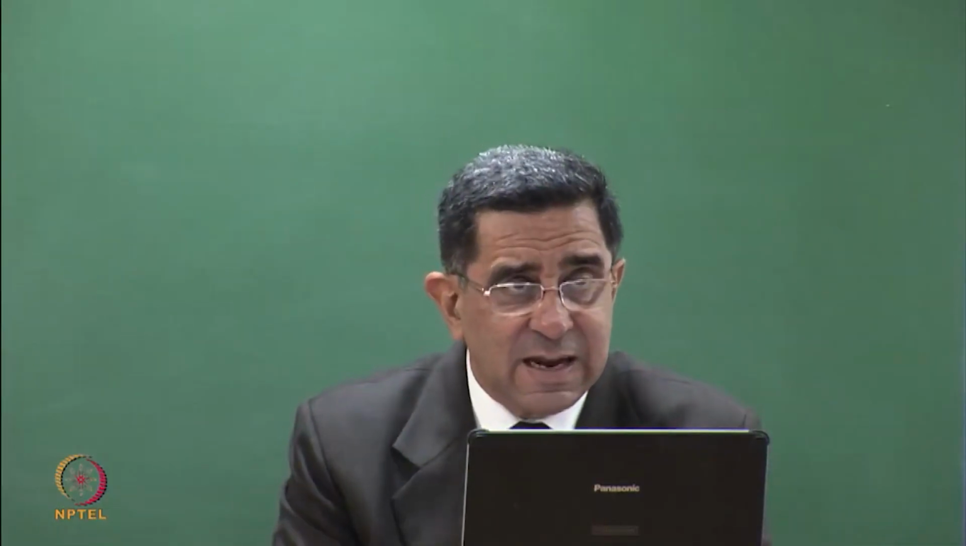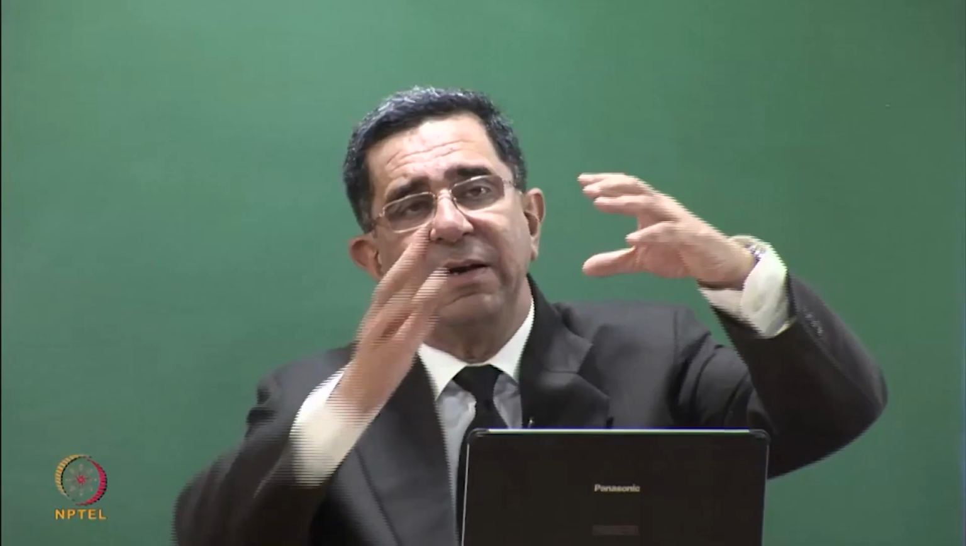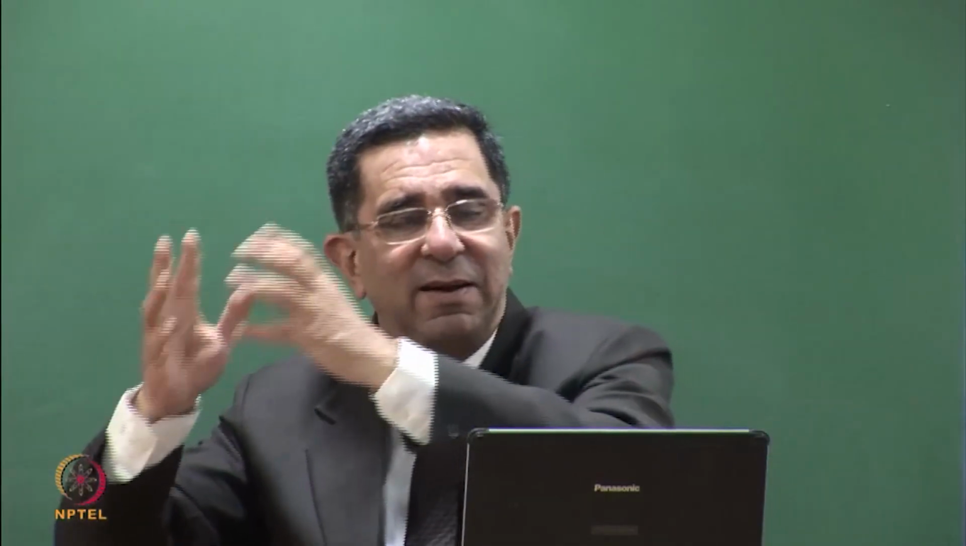Now, as I said, there is spatial variation of ash in ash ponds. Grain size sorting occurs laterally, and grain size layering occurs vertically during the deposition. Two things are happening. The slurry is coming in and it is moving from the inflow point to the outflow point. And I said coarser ones will get down here and finer ones further on. But now let's look at ourselves at one point.